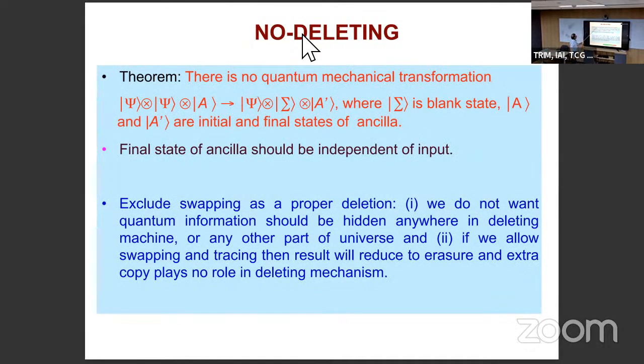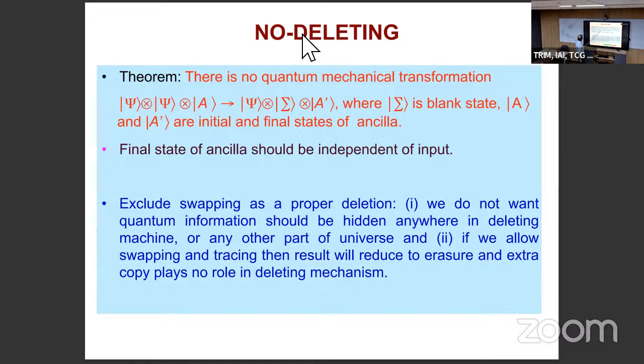So more precisely, the statement looks like this. There is no quantum mechanical transformation which can take this input copy psi psi along with the state of the machine and transform to psi sigma and some final state of the machine. Where this is your blank state, this is your initial state of the machine, and this is the final state of the ancilla. Ancilla is essentially the state of the machine which you are including in this description.